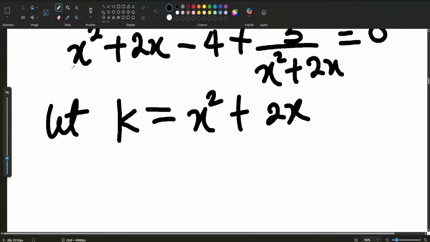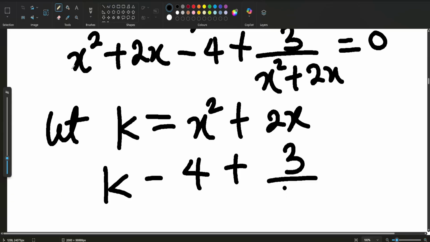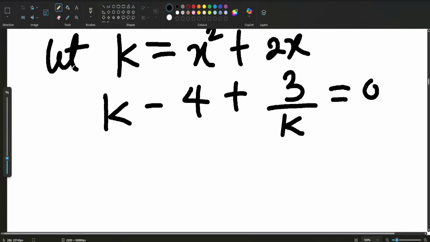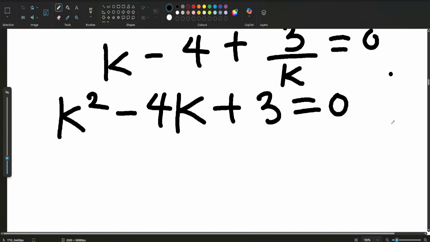Once you do that, you substitute that k into the equation. So plus 3 all over k. Then you can use k, being the denominator, to multiply every term to clear the fractions. When you use k to multiply every term, this becomes k squared minus 4k plus 3, and all of that is equal to 0. So this turns out to be a quadratic equation that we can solve using the factorization method.